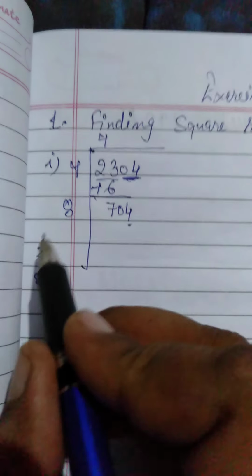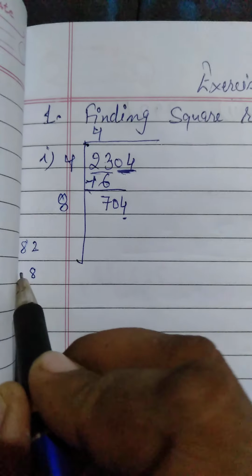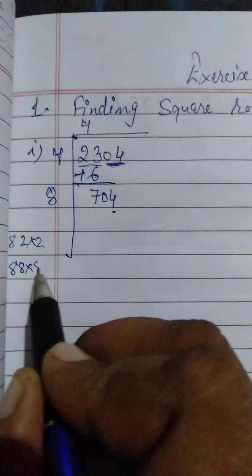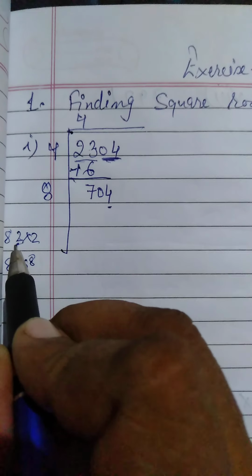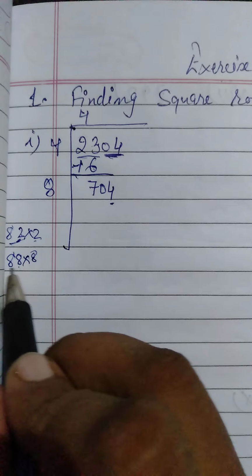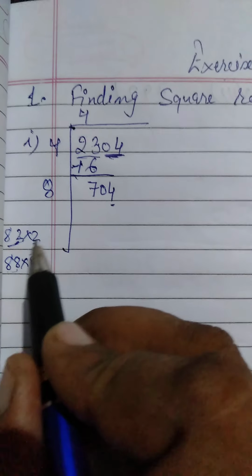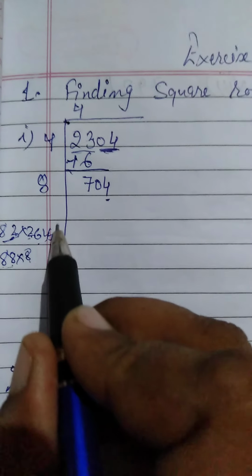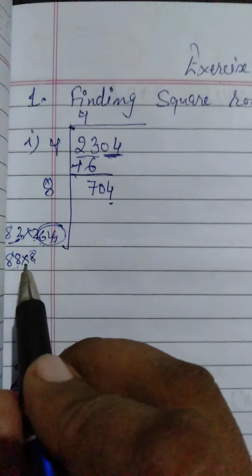So there are two possibilities. It may go at 2 or it may go at 8. Let us check at 2 and 8. If it goes at 2, you will write 82 multiplied by 2. If it goes at 8, you will write 88 and multiply by 8. So 2 4s are 8, 2 8s are 16, right? This is 644. Let us check at 8.